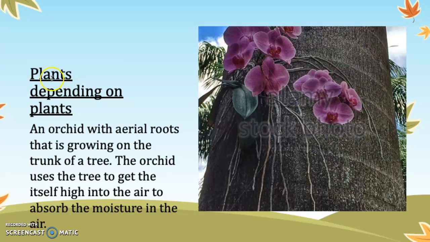In this slide, we can see how plants depend on plants. So yes, we also get plants that depend on plants. There are still two living things, but instead of it being an animal, now a plant depends on another plant, right? And here we can see an orchid, and the orchid has what we call aerial roots, right?